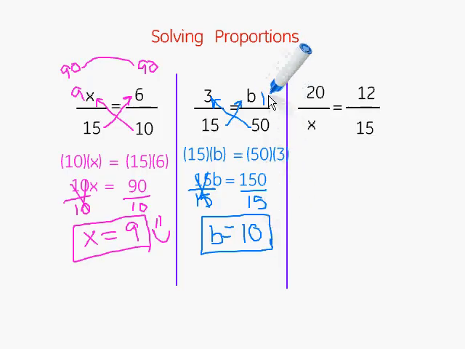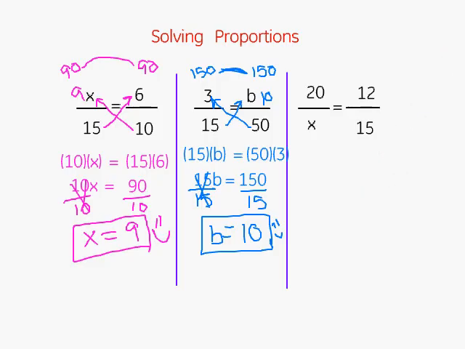Again, we can check that, plug that 10 back in. 15 times 10 is 150. 50 times 3 is 150. Since we get the same number when we do our cross products, I know that b equals 10 is the correct answer to make this a proportion.